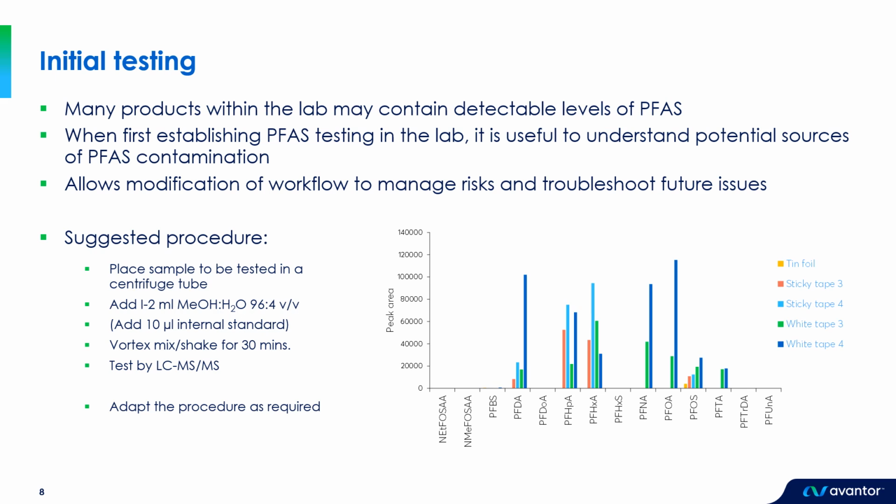To test materials, we follow a pretty straightforward procedure. We place the sample we want to test in a clean centrifuge tube and add a milliliter or two of 96% methanol and 4% water. If we want to quantify the analysis, of course, we can also add an internal standard. Then we vortex for 30 minutes and test using LCMS. Of course, this procedure can be adapted to fit the needs of your own labs.